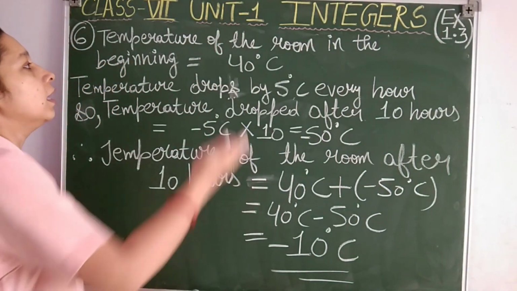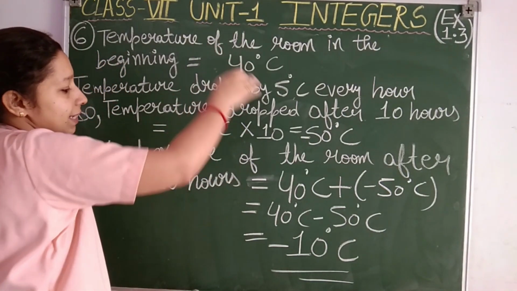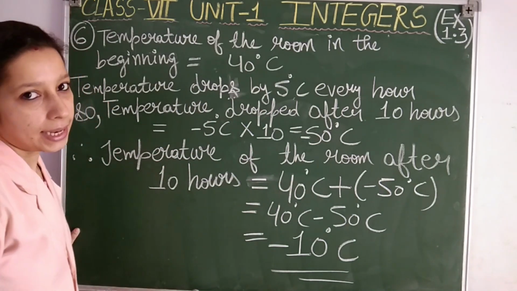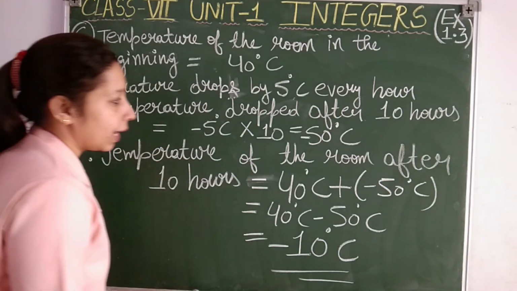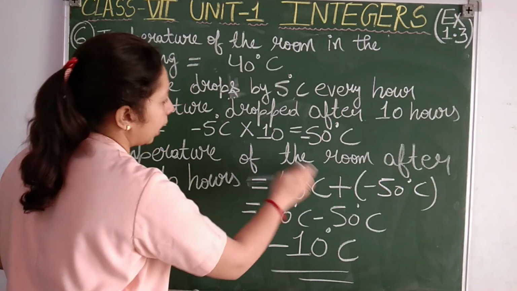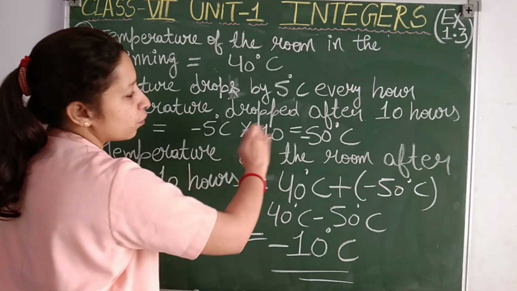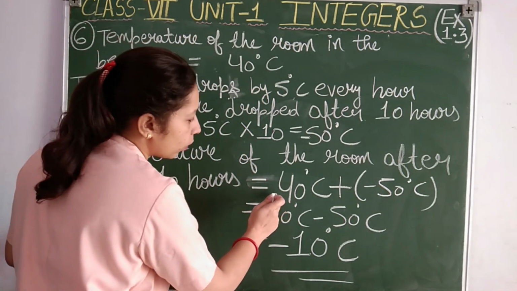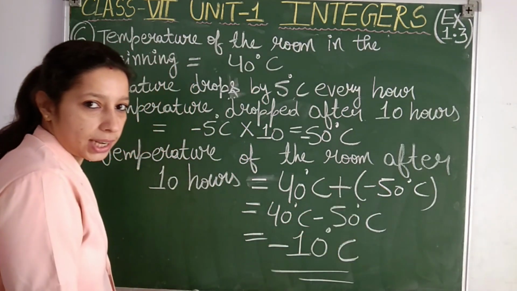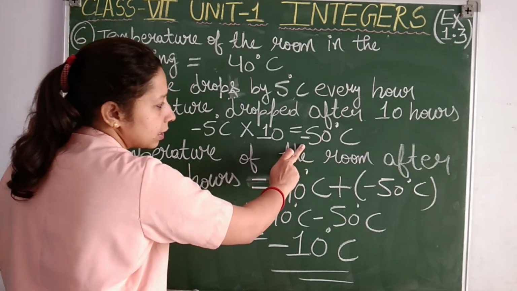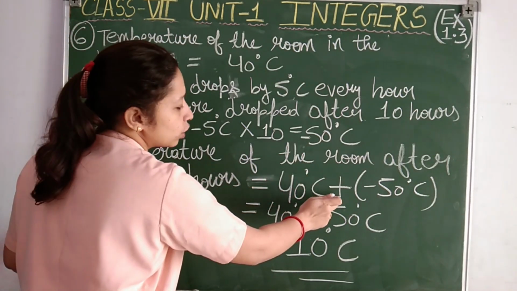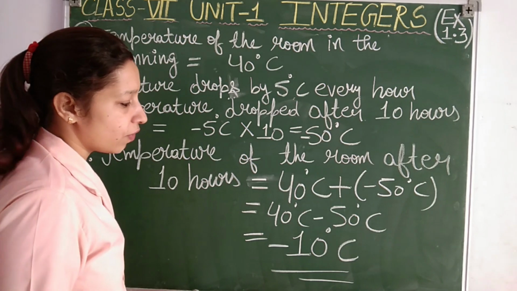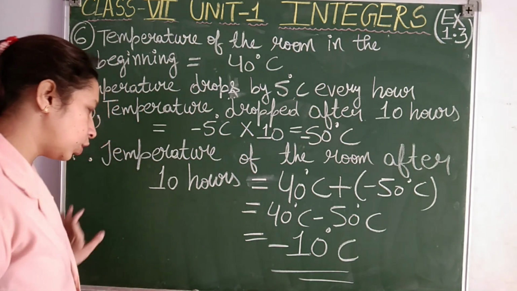After 10 hours, the temperature which was 40 degrees Celsius has now reached minus 10 degrees Celsius. Okay, and students, again I am telling, don't get confused here. If directly you are taking it as 50 degrees Celsius, the temperature drop only, then here you can show 40 degrees Celsius minus 50 degrees Celsius. But as I am representing this as a negative integer, that's why I have written plus and solved it further. Okay students, so this was question number 6.